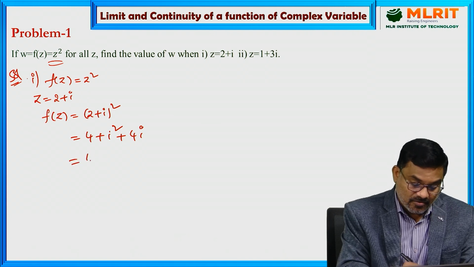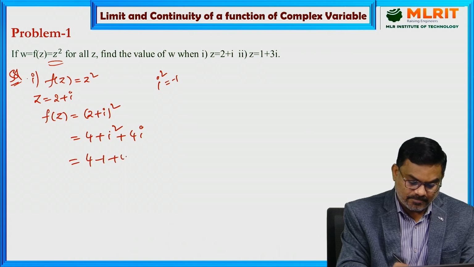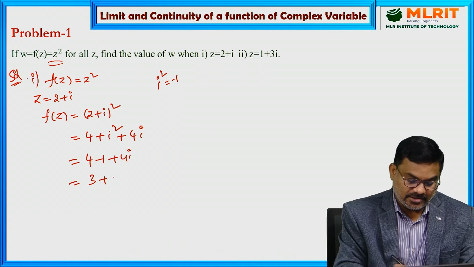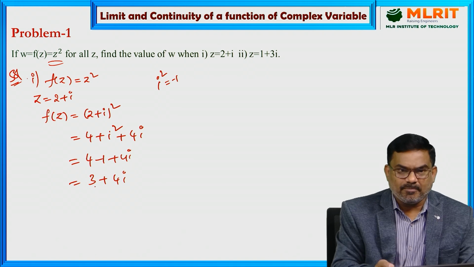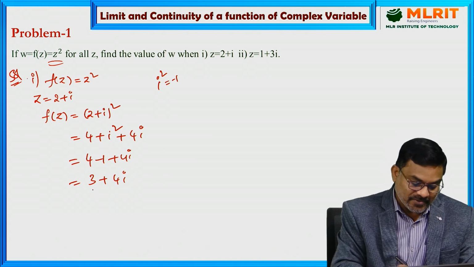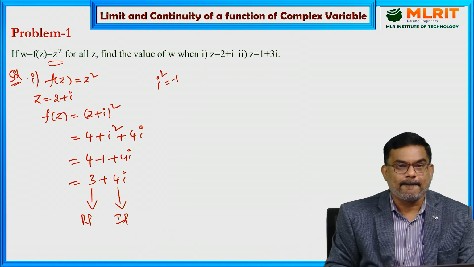So here we know that i square equal to minus 1. So 4 minus 1 plus 4i, which is 3 plus 4i. So again it is in the complex form, where this is called the real part and this is the imaginary part.